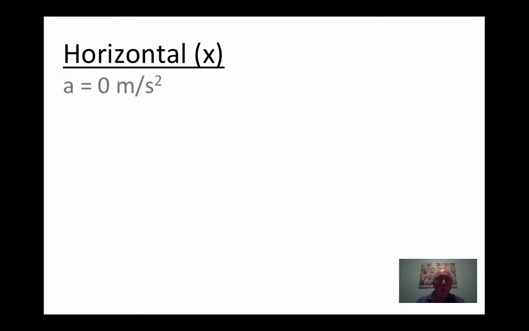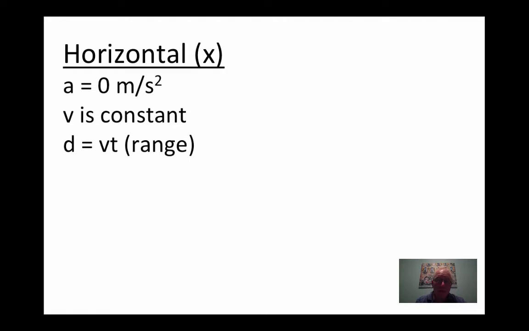All right, so we are going to make a simplifying assumption here that in the horizontal direction there is no wind resistance. So we will say the acceleration is equal to 0. And because of that, we will say that the v, at least in the horizontal direction, is going to be constant.